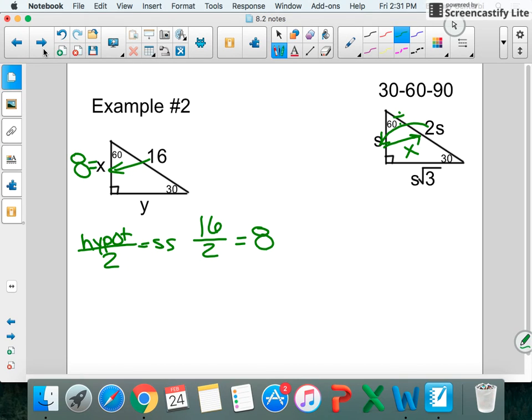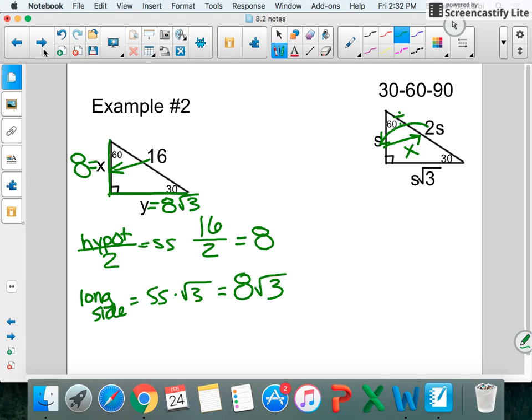Now, we don't have to do anything fancy because we always base off of our short side. So to go to y, my y is my long side. So the long side is still our short side times the square root of 3. Well, we figured out our short side is 8. So then we have 8 times the square root of 3, which would equal y. So again, that one's not too bad when you're given the hypotenuse. You just have to remember, get the short side first because everything else is based off of the short side.